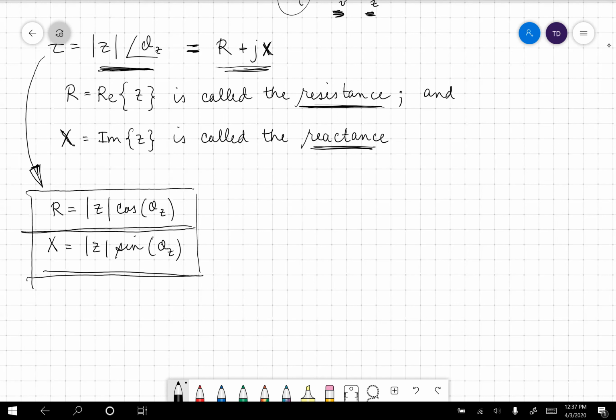Or going the other way around, if I have R plus jX, the magnitude of Z is nothing more than the square root of R squared plus X squared. That's the magnitude of Z. The other part is theta Z. How do I find theta Z? Theta Z is equal to the tan inverse of the imaginary over the real, X over R.